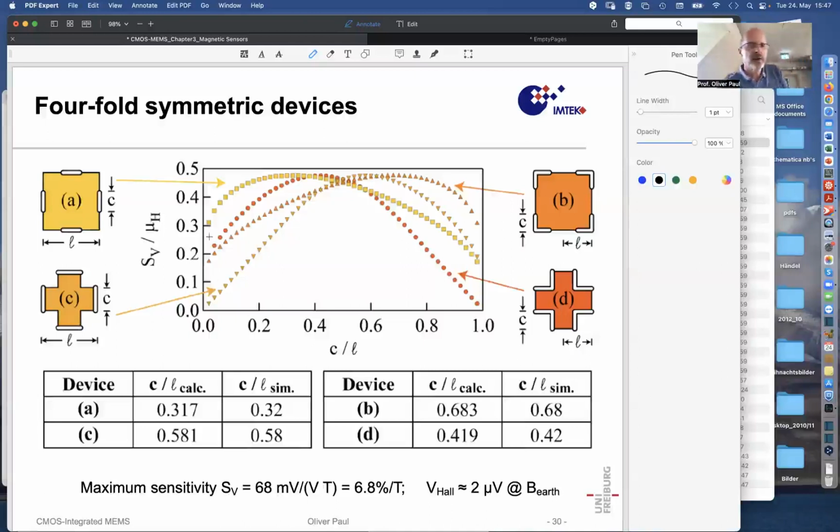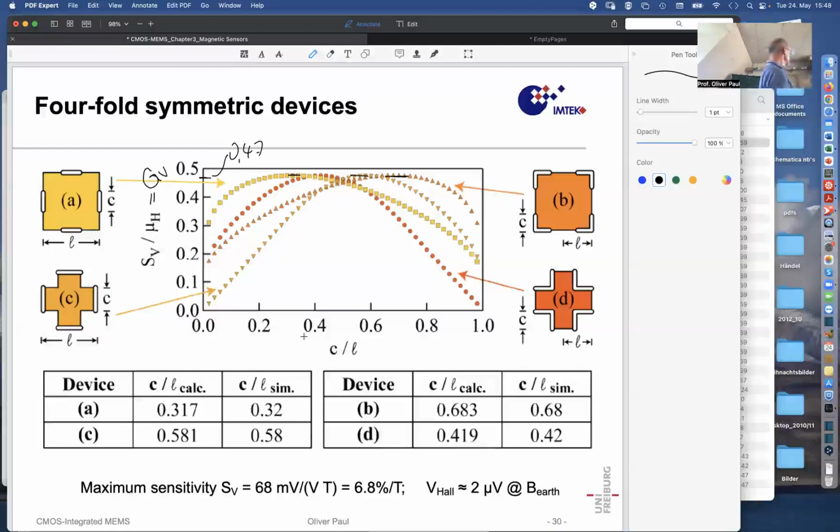And you see that the numerical calculations here all peak at 0.47. This is S_V, the voltage-related sensitivity divided by mu h. This is the geometry factor G_V. They all peak at the same value for different values of whatever geometry parameter was taken to parameterize these structures. But for one of those values, you reach the maximum.